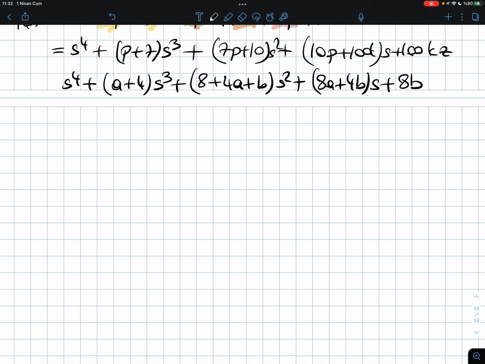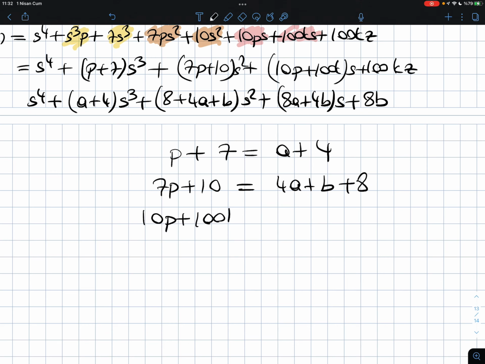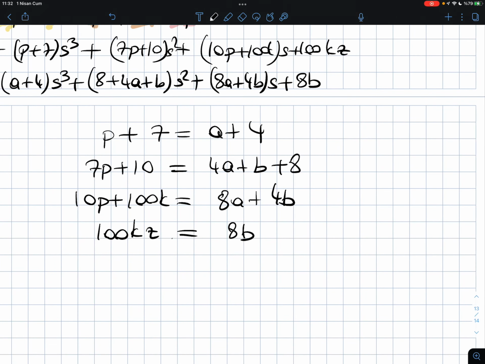So there we go. Now from this, I'm going to state the design problem here. So p plus 7 is equal to a plus 4. 7p plus 10 is equal to 4a plus b plus 8. 10p plus 100k is equal to 8a plus 4b. And 100kz is equal to 8b.